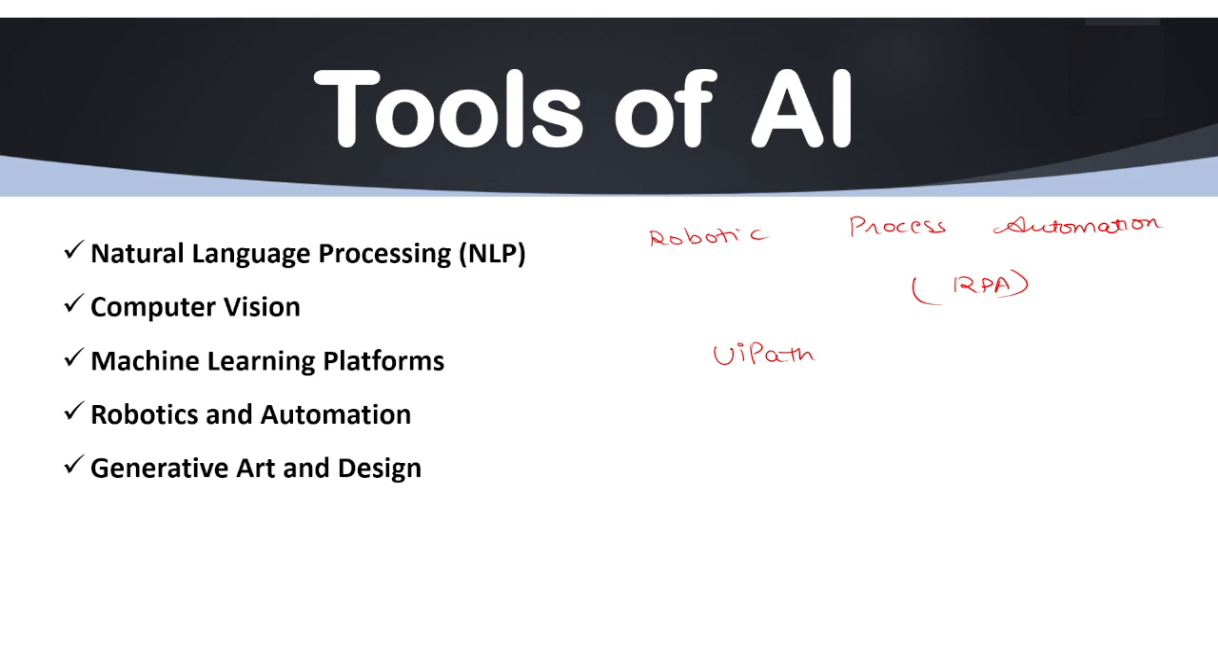Another we have is generative art and design. Under generative art and design, we have some tools like DALL-E and Runway ML. They are pushing the boundaries of creativity. These AI tools help creators to create content, and they are pushing the boundaries of creativity, meaning they show creativity at a much higher level than human ability.